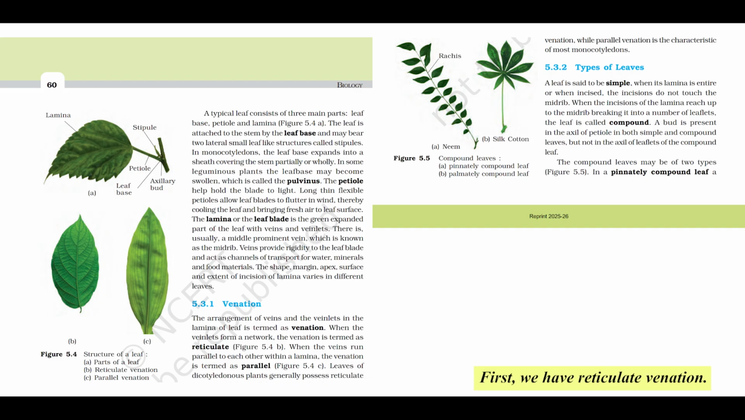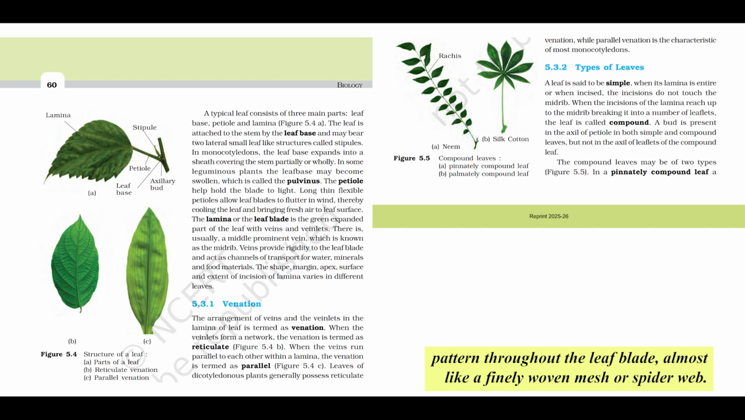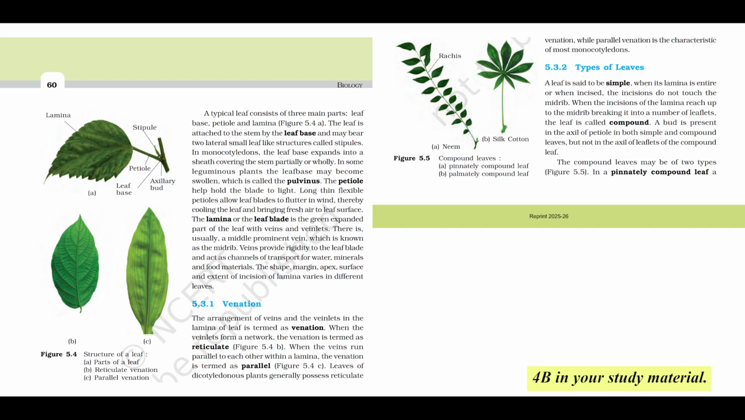First, we have reticulate venation. In this type, the veinlets form an intricate network-like pattern throughout the leaf blade, almost like a finely woven mesh or a spider web. This type of venation is characteristic of most dicotyledonous plants. If you pick up a peepal leaf or a rose leaf, you can clearly visualize this by holding it up to the light. You can also see this clearly depicted in Figure 5.4b in your study material. Reticulate means network-like for dicots, okay?